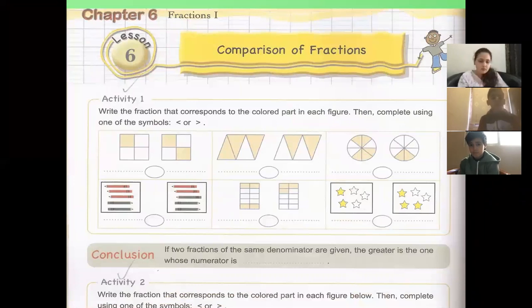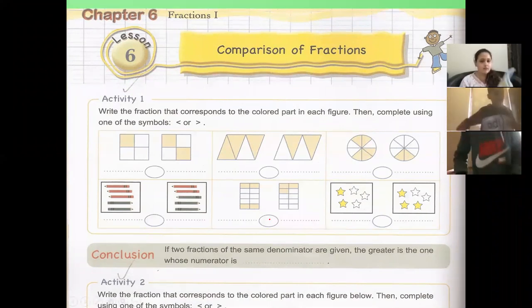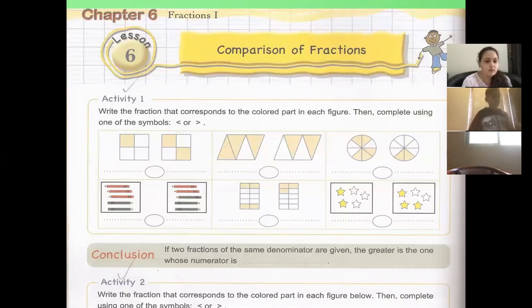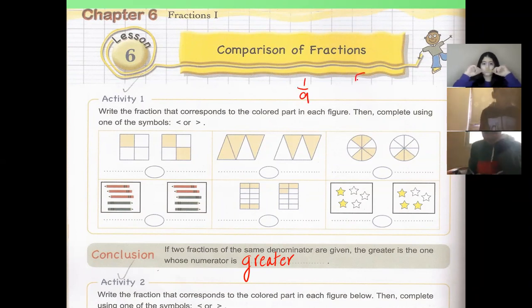We said in order to compare two fractions having the same denominator, we are looking for the biggest fraction, the one whose numerator is the bigger numerator. Excellent. So if two fractions have the same denominator, the greater one is the one whose numerator is greater. For example, 1 out of 9 and 5 out of 9. Which one is the biggest fraction? 1 over 9 or 5 over 9? 5 over 9. Excellent. So the biggest fraction is the one whose numerator is the biggest.